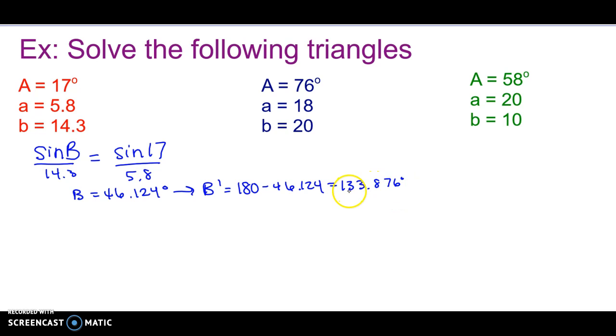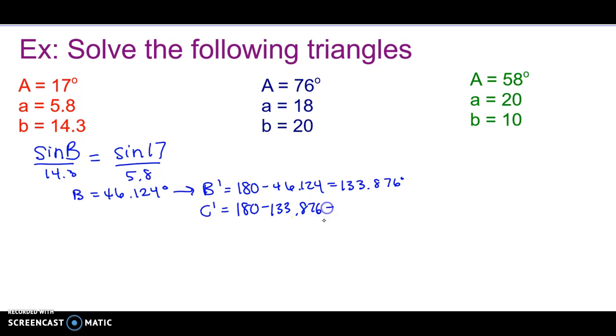However, just because I'm able to find a supplement does not tell us if we have a second solution. This doesn't tell me that a second solution exists. We actually have to find the third angle. So now we have to see, does C prime exist? If I do that, I'm going to do 180 minus B prime, of course.